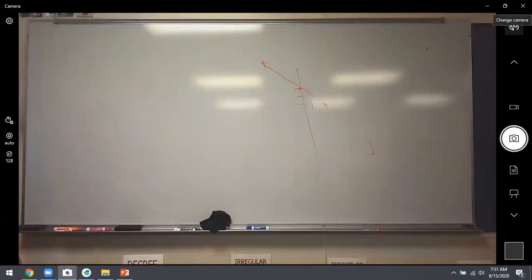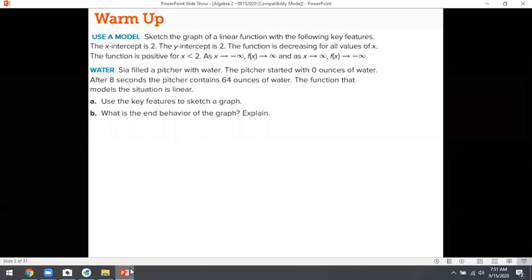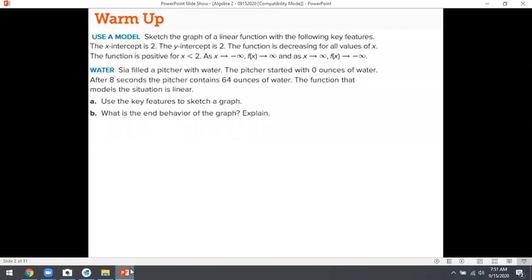All right, let's look at number 2 now. Number 2 flat out says, Sia, that's a weird name, Sia, fill a pitcher with water. The pitcher started with 0 ounces of water. So let's start, I'm not even going to read the rest. Let's start constructing a graph. She's filling something up with water. They're talking about ounces. That's a unit of like weight or something. So let's just say weight of water for what we get out. So let's see how much water there is.